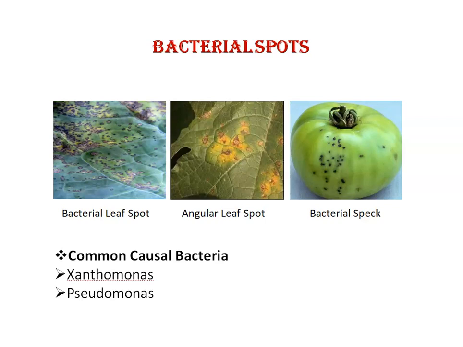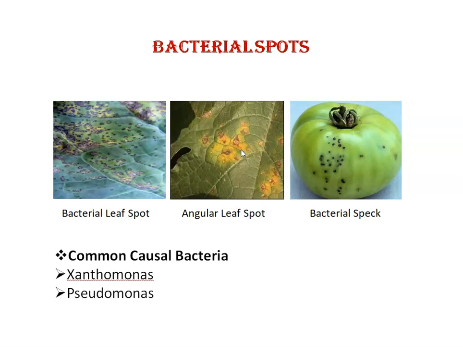Common types of bacterial spots, like bacterial leaf spot. Just look at this first picture. This term broadly describes spots on leaves. You can see here small spots on the leaves caused by various bacteria, often in the genera Pseudomonas and Xanthomonas. Then just look at the second picture, angular leaf spot. This disease is named for the angular shaped spots caused by various bacteria.